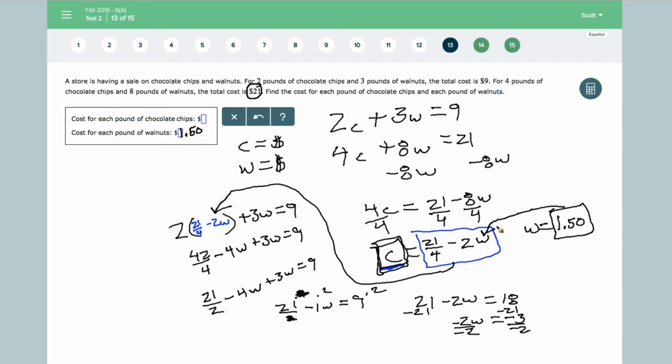Okay, 21 divided by 4 is 5.25 minus 2 times 1.50 is 3, so minus 3. And that tells me the cost per chocolate chips is $2.25. So all I did was plug it in right there and then just simplify. So that's how you do the story problems 13, 14, and 15.